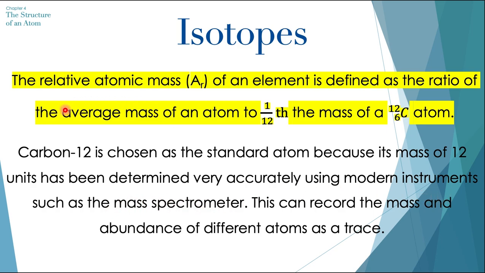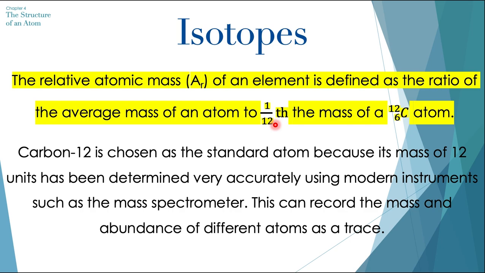So an element's relative atomic mass is represented as AR, with the R in subscript. So the relative atomic mass of an element, not molecular mass, don't confuse it with that. We're going to see what a molecular mass is later on. But right now, the relative atomic mass of an element is defined as the ratio of the average mass of an atom to 1/12 the mass of a carbon atom.